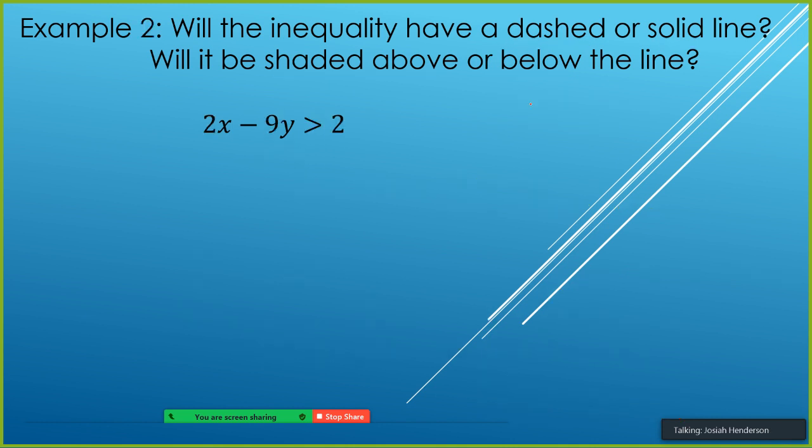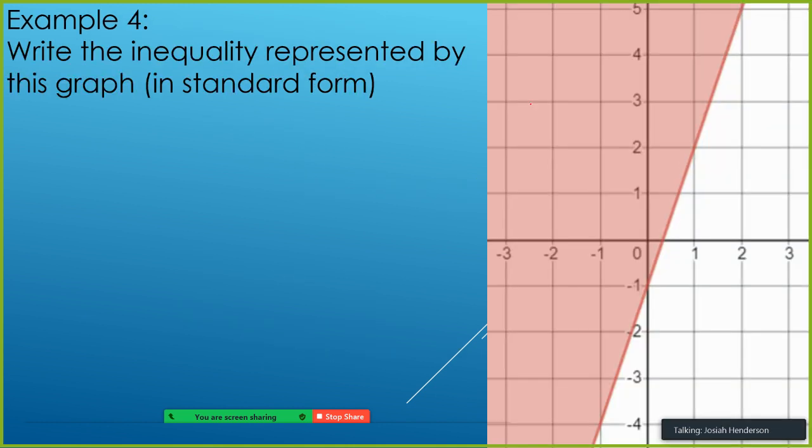Let's look at another one. Actually, I want to find something like this. Let's try this one. I want to try to find a different type of problem. So here on the right side, we have a graph. We see our dark red line going through, kind of in the middle, and we see half of it shaded in pink or reddish. Our job is to write the inequality.